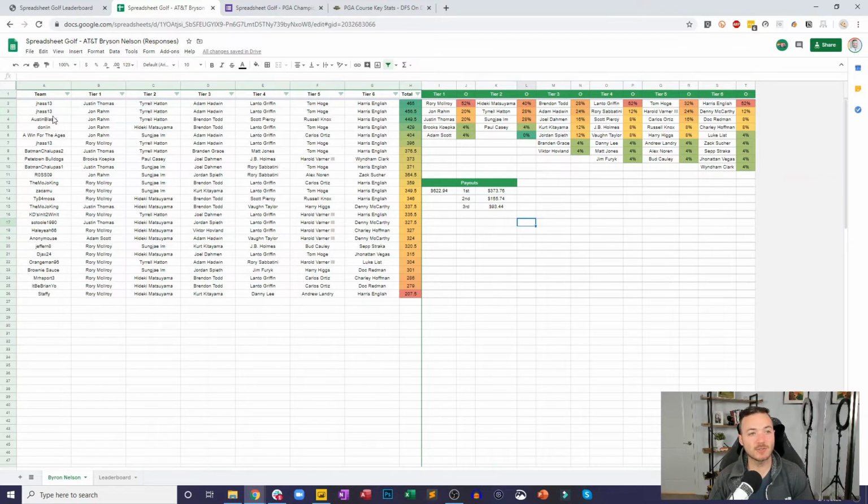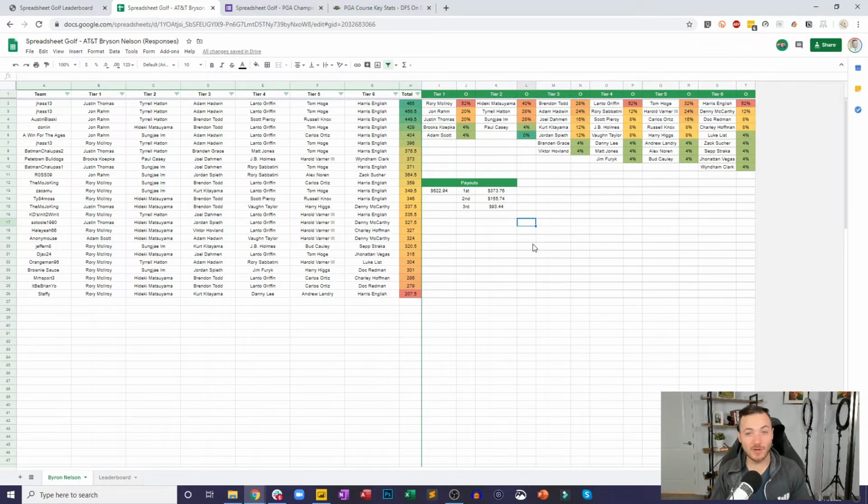So no surprise to see that Justin Thomas and Jon Rahm were the players out of tier number one, because remember, I put these guys into tiers. You choose one from each of the six tiers to create and complete your lineup. So the winning lineup, Jay Haas, was Justin Thomas, Tyrrell Hatton, Adam Hadwin, Lanto Griffin, Tom Hoge, and Harris English.